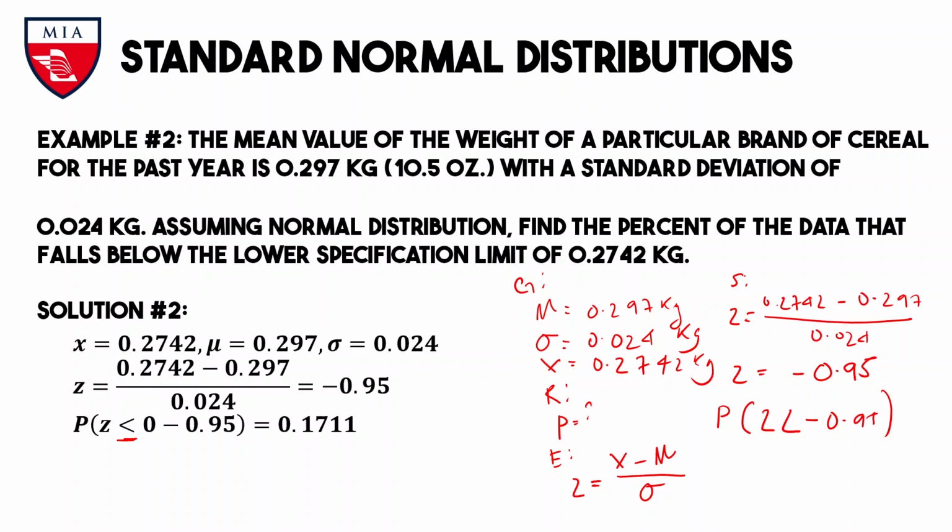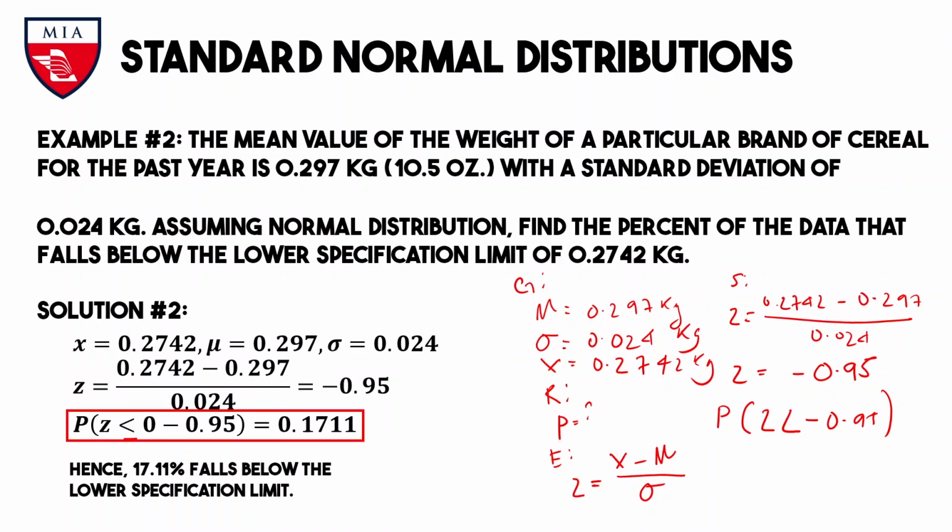By using the stat function, distribution, probability, direct to the point on your calculator, then you have this answer of 0.1711. Hence, 17.11% falls below the lower specification limit.